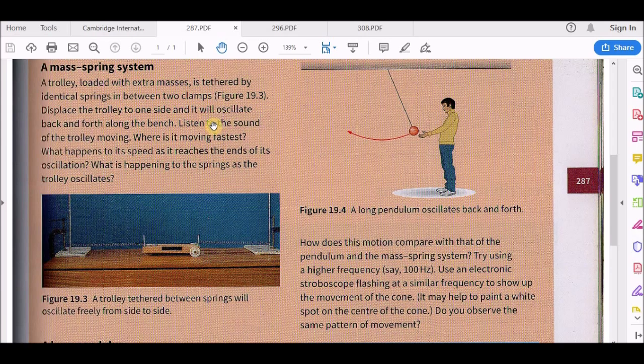Displace the trolley to one side and it will oscillate back and forth along the bench. Listen to the sound of the trolley moving. Where is it moving fastest? What happens to its speed as it reaches the ends of the oscillation? What is happening to the springs as the trolley oscillates?